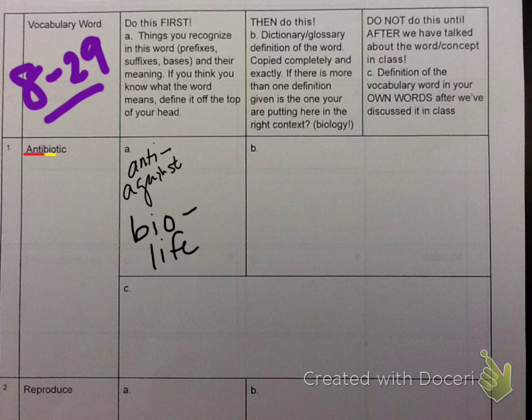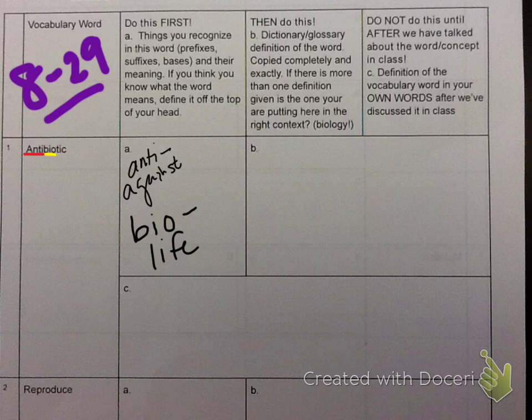So once you've done part A, now you're going to do part B. Now, in some cases, there is no root or suffix or prefix that you can get a hold of. And in that case, sometimes you want to write down what you think the word means. And we'll get to one of those. We'll do one of those together. So now we're going to go to the dictionary.